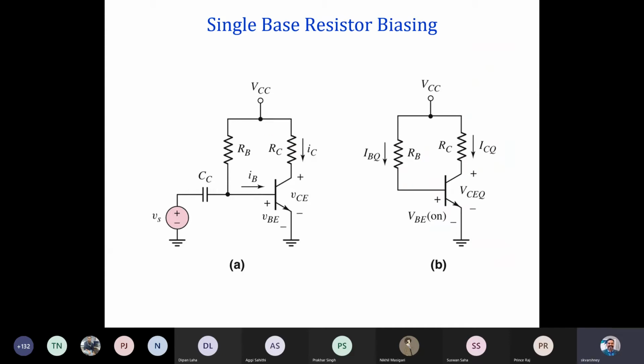So in a simple circuit, this is the input coupling capacitor, and we are giving an input. This is a time-variant signal, which may be sinusoidal or any kind of waveform, but it's a time-varying signal. And this is the standard common emitter configuration. Let's assume a single resistor applied here, and this is VCC.